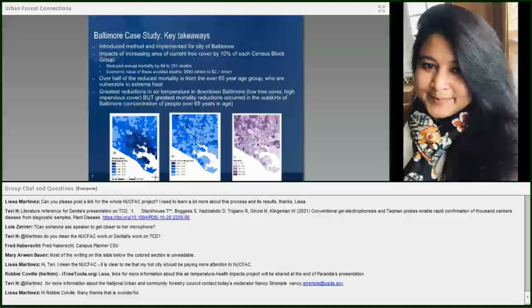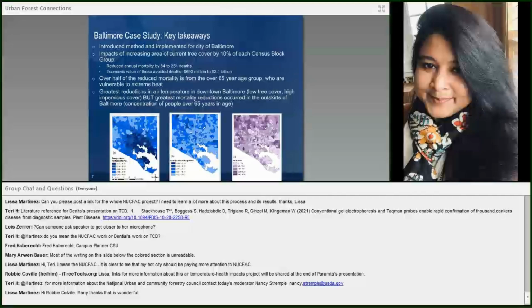And the other interesting finding was that over half of the reduced mortality is from the over 65 age group, who are extremely vulnerable to extreme heat. That points to the great value of increasing tree cover to address these kinds of EJ issues for vulnerable populations when thinking about extreme heat.